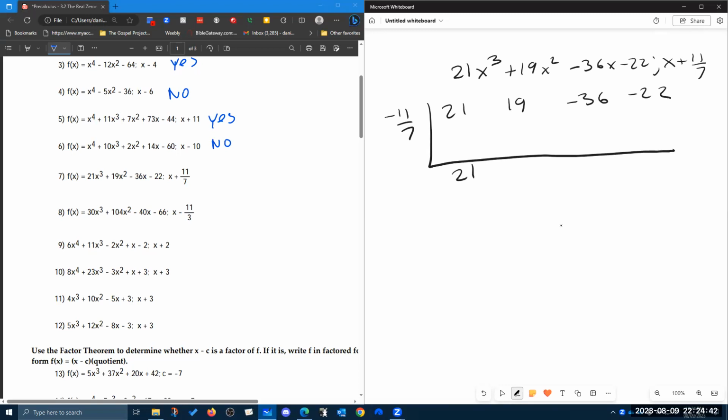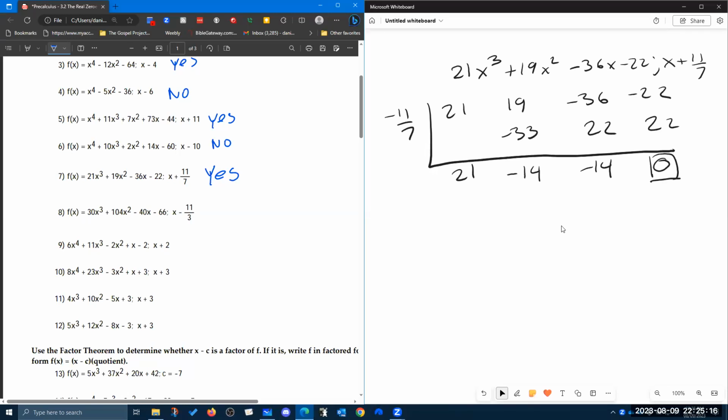Seven goes into 21 3 times. 3 times negative 11 is negative 33. This is negative 14. 7 goes into negative 14, negative 2 times. Negative 2 times negative 11 is a positive 22, added to the negative 14. And multiply there again and get a positive 22. It's a 0. So this is a yes.